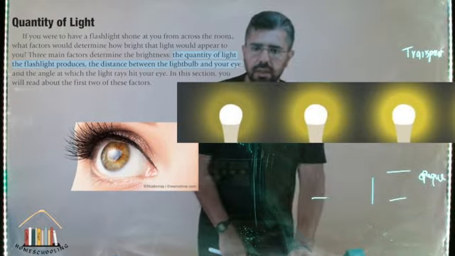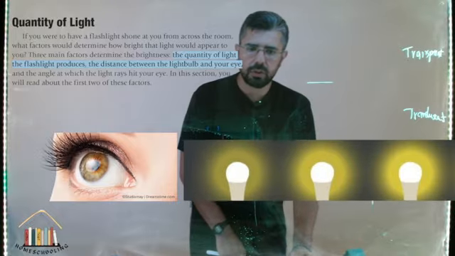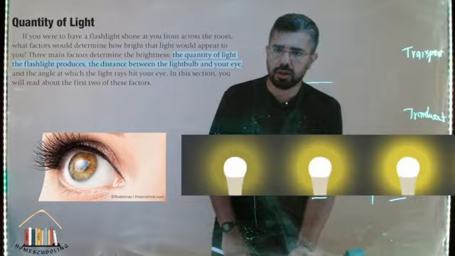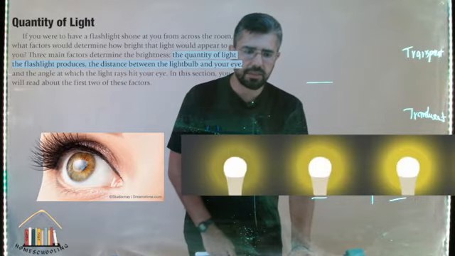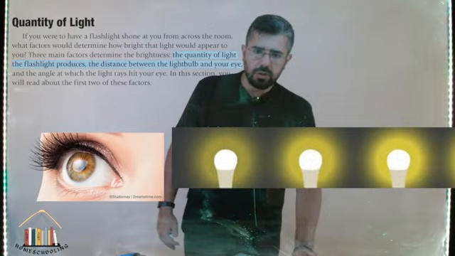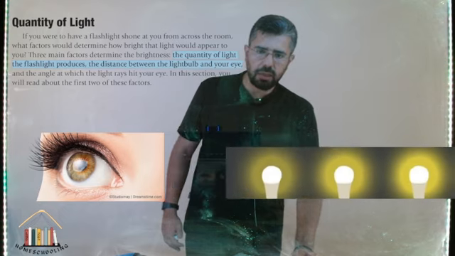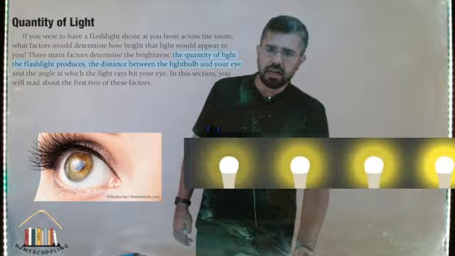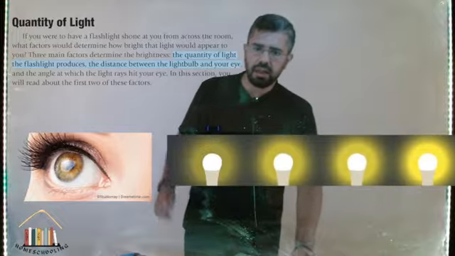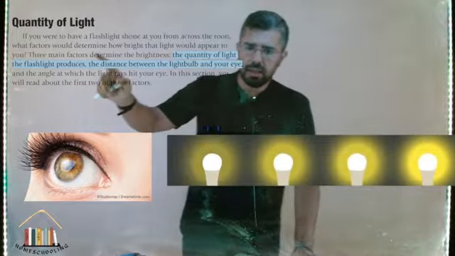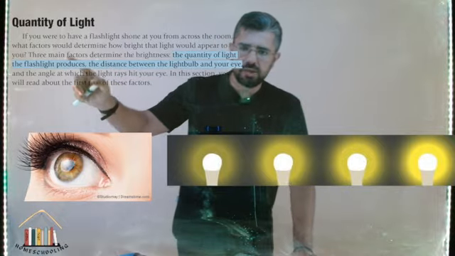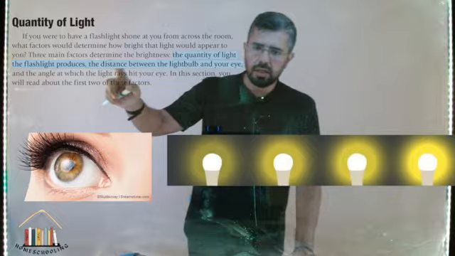All right, now starting the second part of our chapter, talking about the quality of light. The quality of light depends on a few things. In this paragraph, they are telling us that the quality of light depends on three main factors.